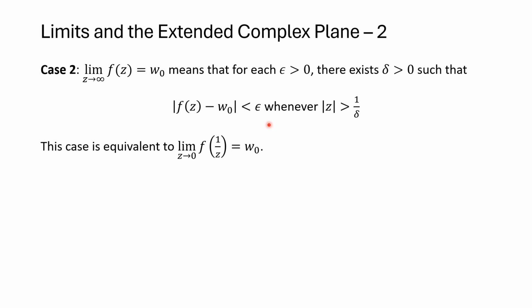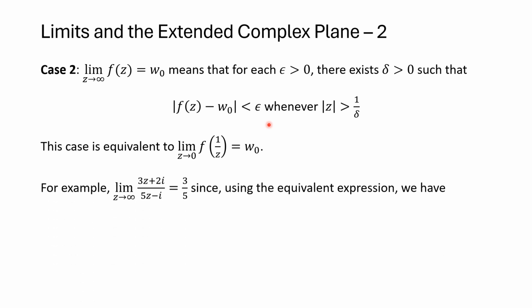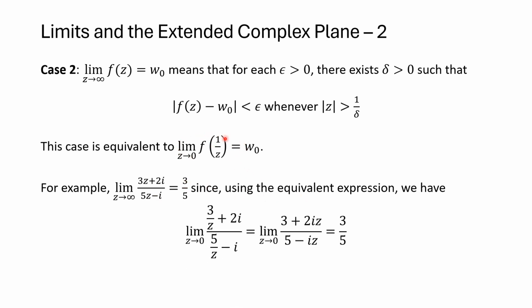So let's take a look at an example. We have here the limit as z approaches infinity of 3z plus 2i over 5z minus i equals 3/5. And the way we get that is we use this equivalence here. We put in 1 over z for z. We get what you see here. Then you multiply top and bottom by z, and you get the limit as z approaches 0 of 3 plus 2iz over 5 minus iz. And when you put in z equals 0, the 2iz and the iz terms vanish, and you get 3/5.